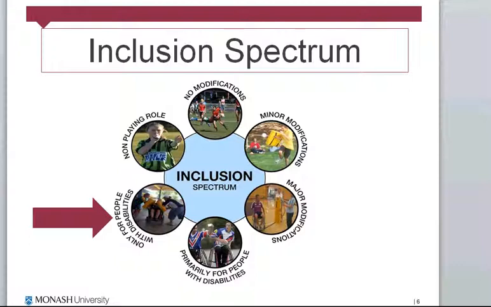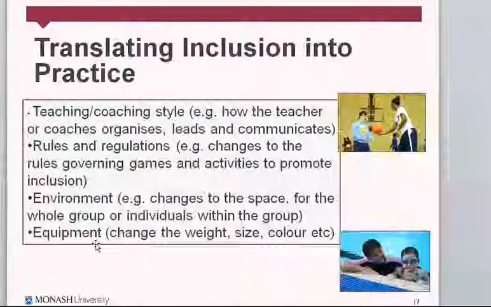Then you have some minor modifications where you might change, say, the ball that's used. So we might use for blind soccer, we might use the bell ball. That would be a minor modification to how we work, but we keep the rules of soccer, we keep the activities that we've previously used, we modify our communication a little bit.